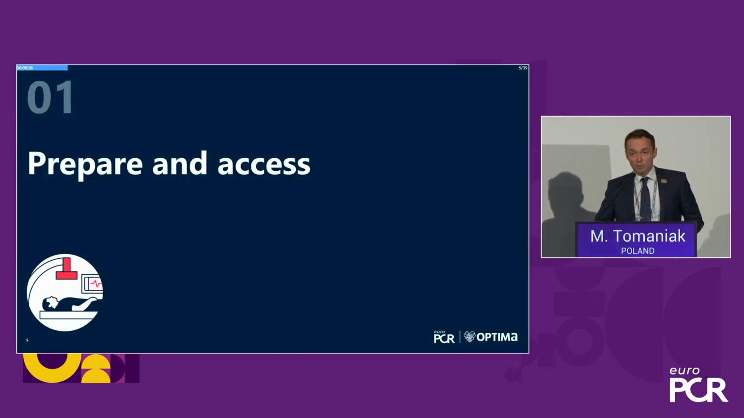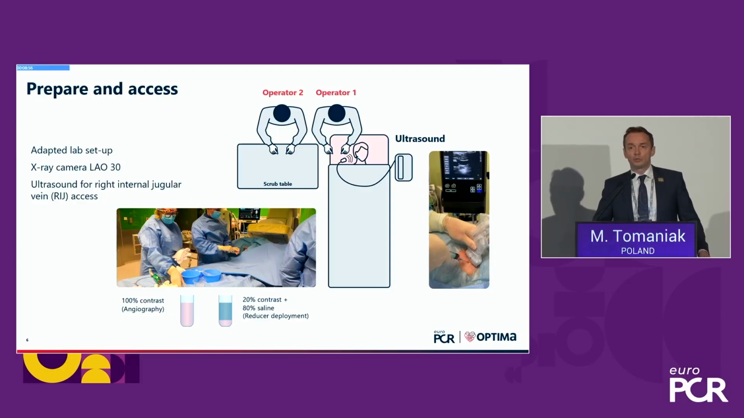So, first, we prepared the patient, and it's good to reposition the typical cath lab setup so that the scrub table is perpendicular to the patient in the lab, and so that the operators, or in my case, me and my nurse, are to the right of the head of the patient that we treat. I take the camera LAO 30, and I do ultrasound to guide the right internal jugular vein access.